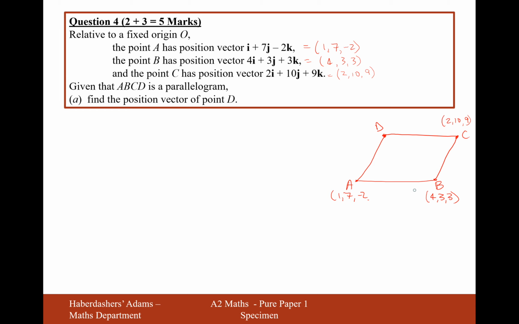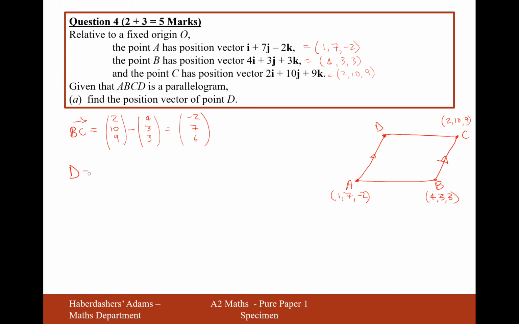So what would be a good idea to do is if I was to work out the vector from, I don't know, B to C, and then I can just add that vector onto A to get from A to D, because B to C is the same vector as A to D. So to work out the vector from B to C, I do position coordinate C, which is 2, 10, 9, take away position vector B, which is 4, 3, 3, and then I get 2 minus 4, that's minus 2, 10 minus 3 is 7, 9 minus 3 is 6. So that's how I get from B to C. This is going to be the same vector as how I get from A to D.